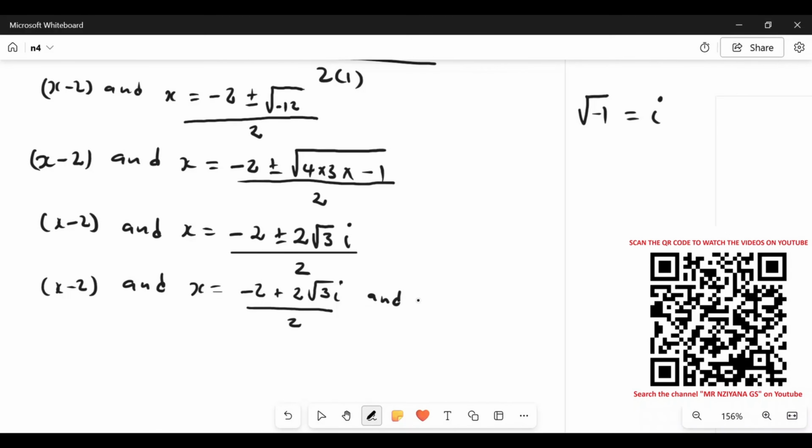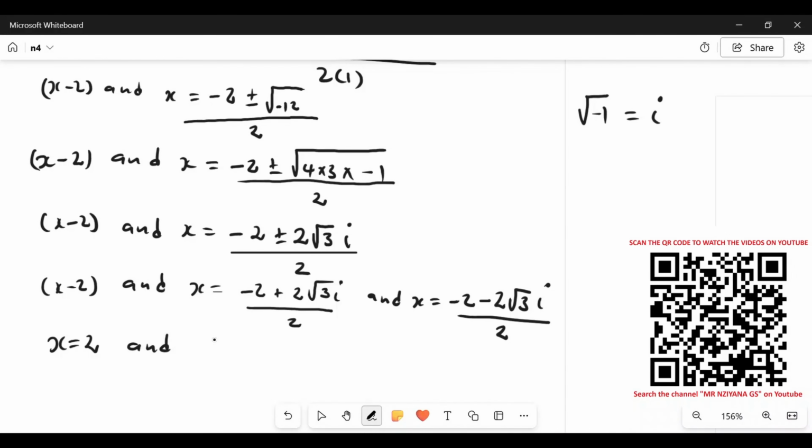And now x is going to be equaling to negative 2. This time around, guys, remember, we have plus or minus. So we're going to minus by 2 root 3i, all this divided by 2. Okay, so let's solve for x this time. So on this one here, guys, we're going to transpose this 2 on the other side. This is going to be plus 2.